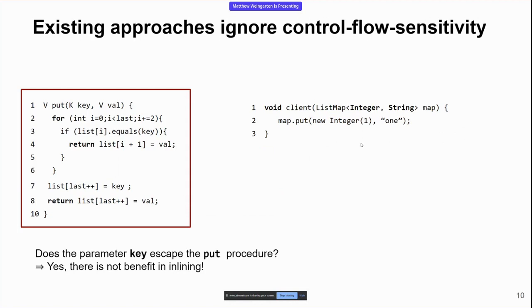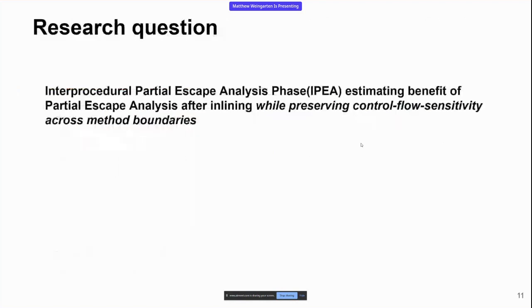However, this does not really reflect what actually happens, as we just saw, right? If we inline put, then we can at least partially eliminate the object allocation. So this leads us to research question or problem statement number one, which is how do we perform this partial escape analysis interprocedurally while also preserving control flow sensitivity when crossing method boundaries.